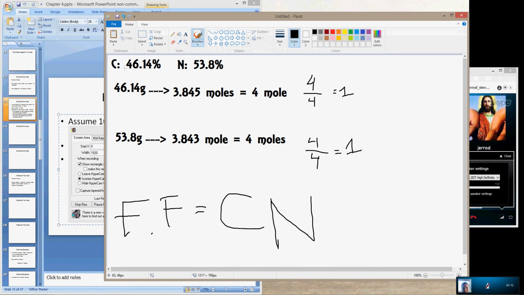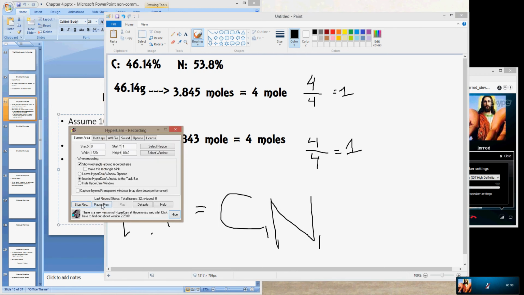Alright, next one. This is a pretty easy one. See, 46.14 grams of carbon, 53.8 of nitrogen. Convert them to moles and then round it. Same thing for nitrogen. 4 out of 4, 4 out of 4, 1, 1, and then those numbers become the subscripts. See, like this is C1, N1.